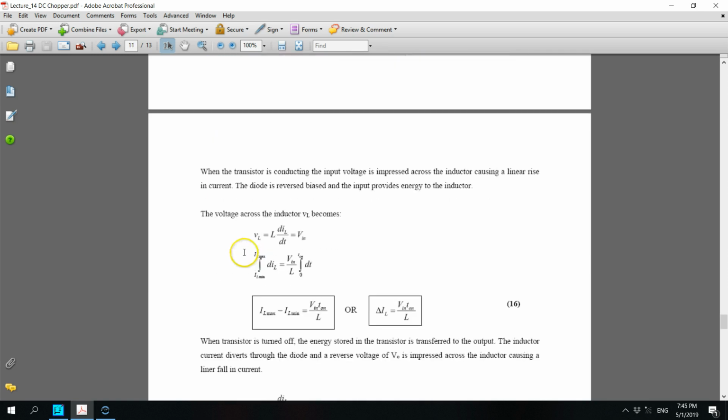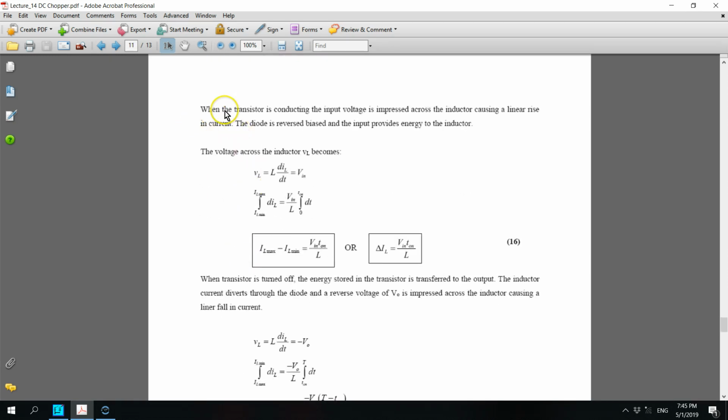And therefore you can see that this is the equation related to it when the switch is on. VL, which is L di/dt, is the voltage across the inductor, equals Vin. Cross multiply, and then we integrate. On the left-hand side you have the integral from IL min to IL max of dIL equals Vin divided by L, times the integral from 0 to Ton of dt.